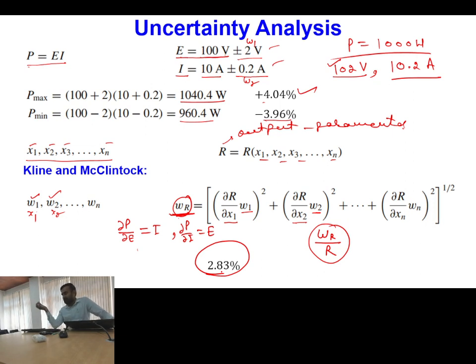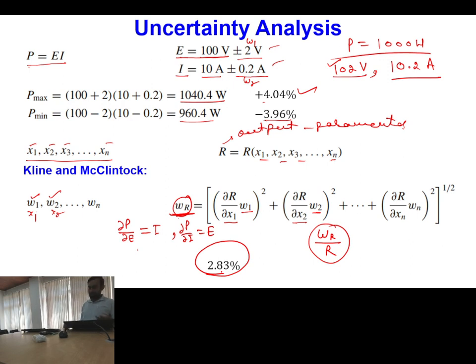So this is obvious, because as I told you, the chances of occurrence of maximum deviations in both the parameters simultaneously, or minimum deviations in all parameters simultaneously, are actually extremely less. Okay, so because of which we have to follow this type of procedure. So this is the generalized equation.